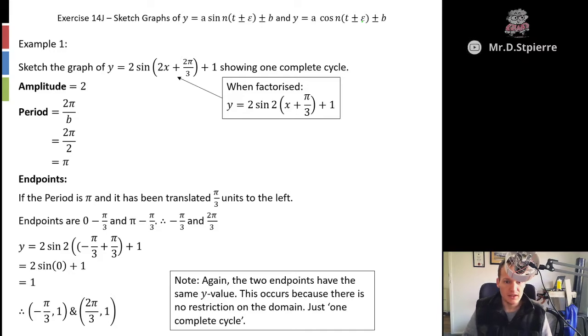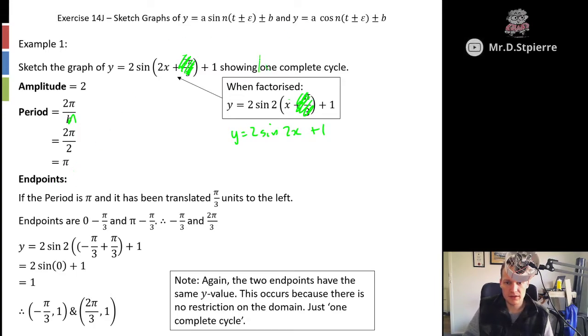Okay. So sketch the graph of y equals 2 sine 2x plus 2 pi on 3 plus 1. Okay. So we could delete that all out. So we could write it as y equals 2 sine 2x plus 1. Okay. So the period is equal to 2 pi on n, which is 2 pi on 2, which gives us pi.